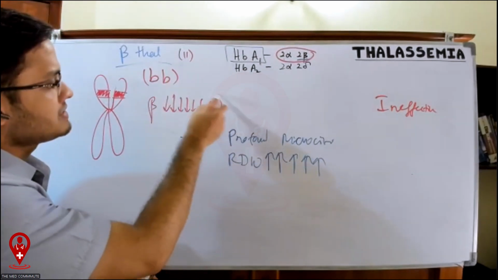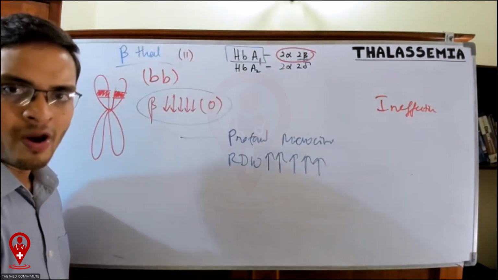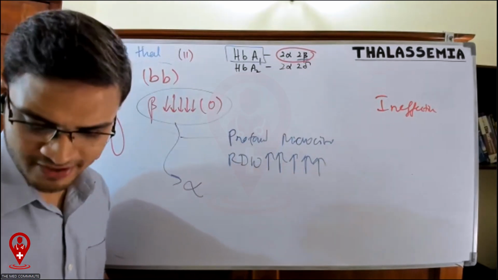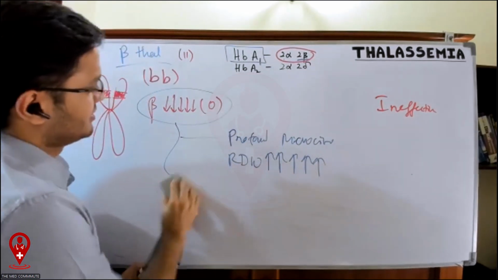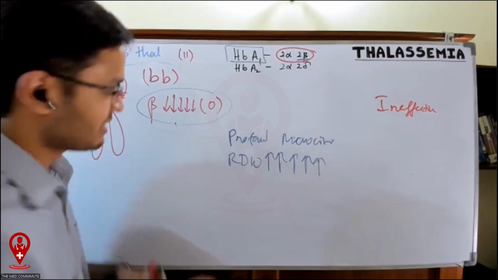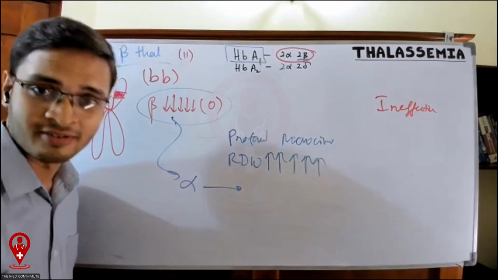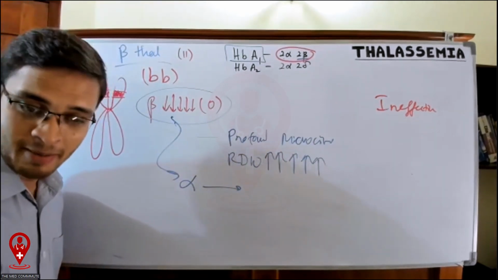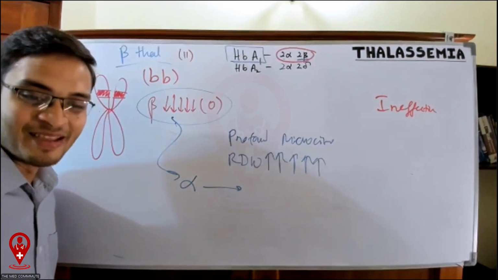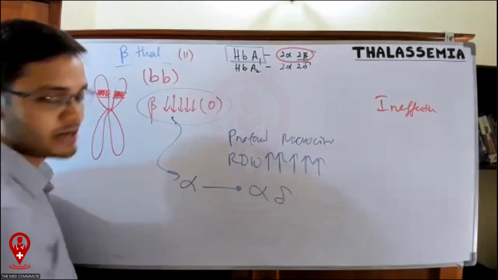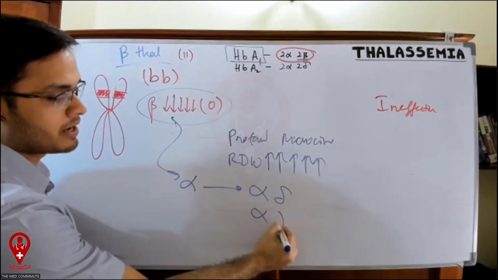Now, what is happening here, guys? The beta globin chains are absent. When beta is absent, what should alpha do? When the wife is not at home, what should the husband do? Stay like a good boy, right? What is going to happen, guys? Alpha will go and bind with other things. Alpha will go and bind to delta. Alpha will go and bind to gamma.